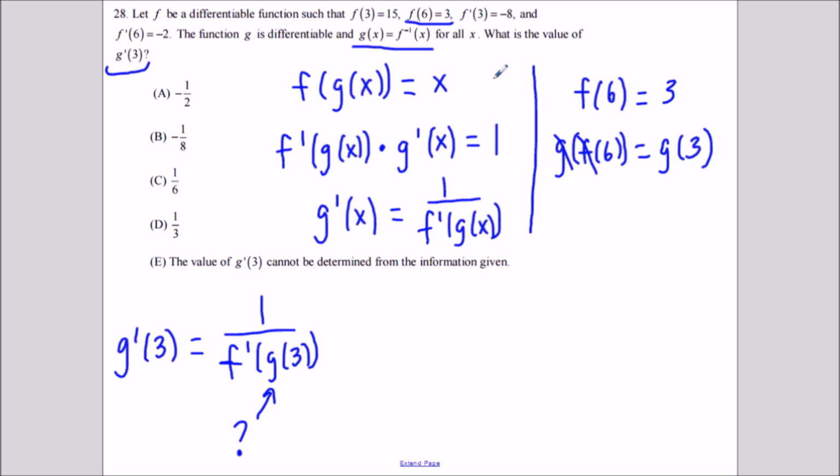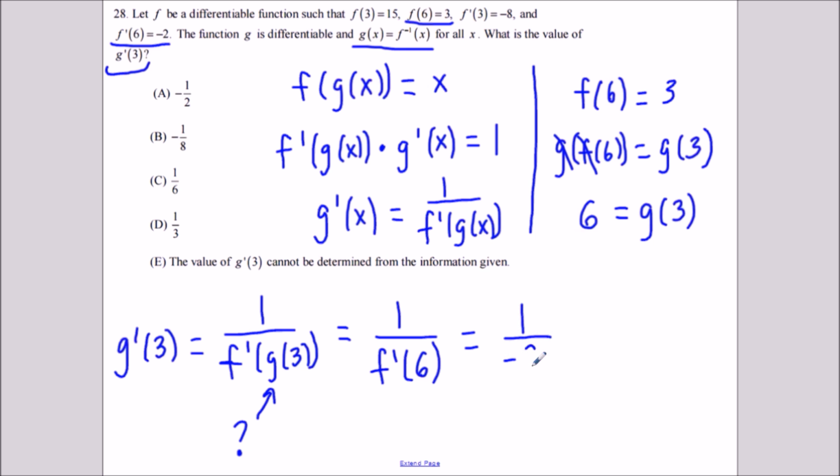Since g of x is equal to f inverse of x, this gives us 6 equals g of 3. So now we can make this substitution here, and we'll have 1 over f prime, and instead of g of 3, we're going to replace the inside with 6. So for this last part, to evaluate the derivative of the inverse, we need to know what is f prime of 6, which was also given to us. f prime of 6 is negative 2. So this works out to 1 over negative 2, which will give us choice A, negative 1/2.